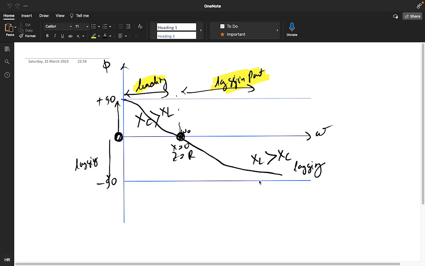Resonance is when we have a resistor, inductor, and capacitor, the value of the inductor and capacitor will cancel together and we get just that R value. So f equal to 1 by 2 pi root of LC. And this condition happens at what condition? When XL is equal to XC.